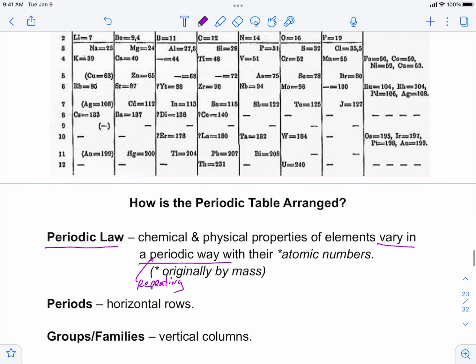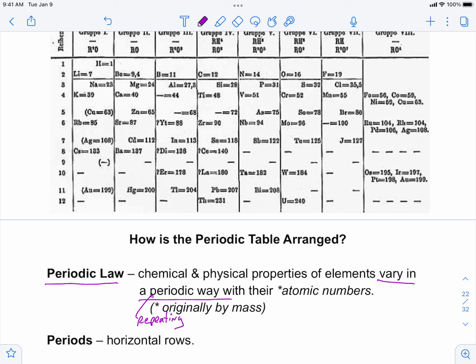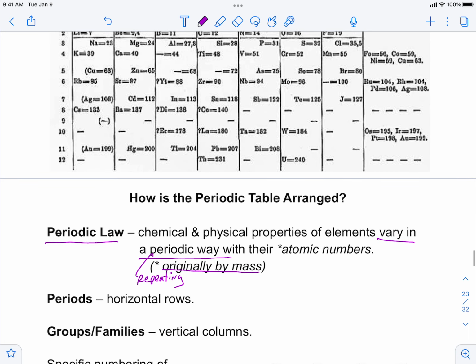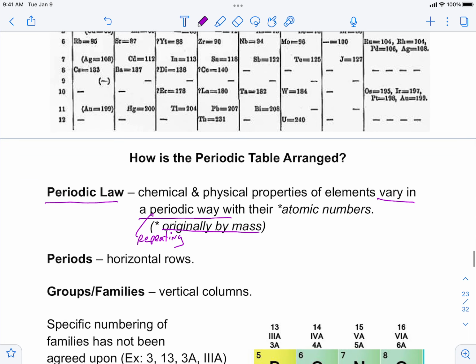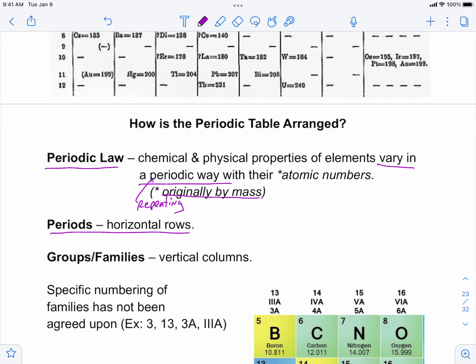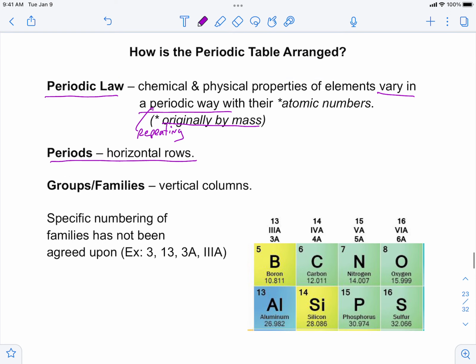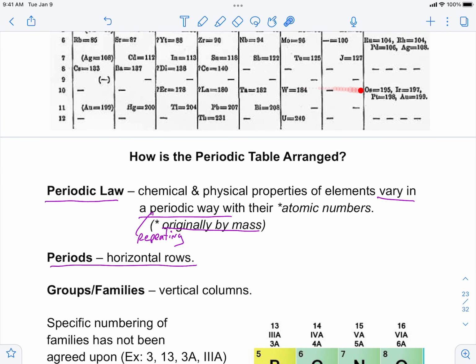Now, the periodic table was arranged originally by mass. So Mendeleev's was by mass. Later on, they revised it and changed it to atomic number instead. So the periodic table you see on the wall goes in atomic number order, right? But they didn't. They just used mass initially. So terms. Periods are the horizontal rows. Horizontally, any one of these from left to right is a period. So far on the periodic table, I've called them energy levels. So the periods mean energy levels.